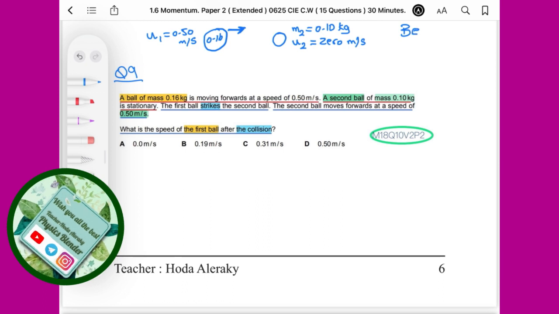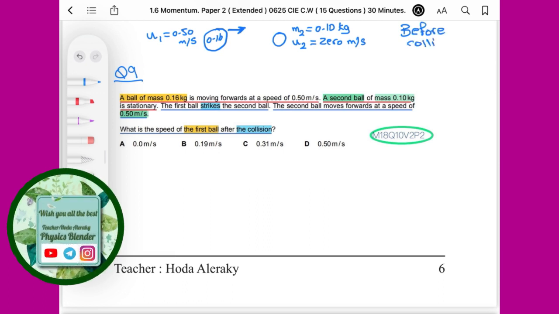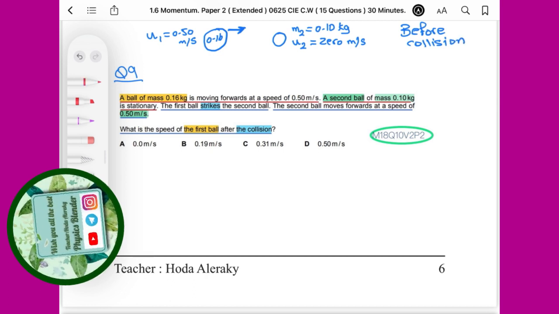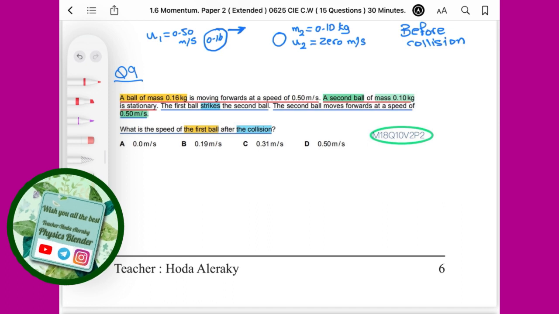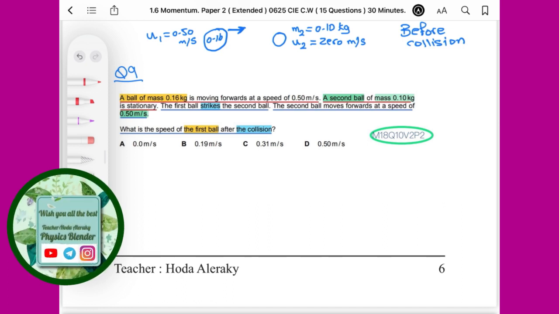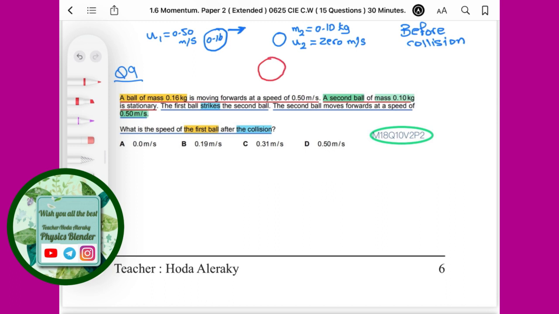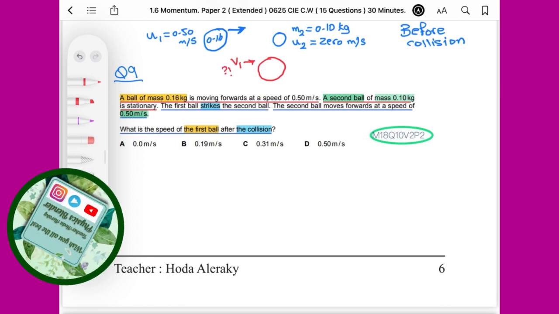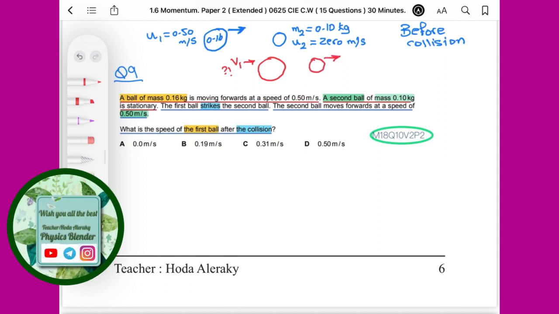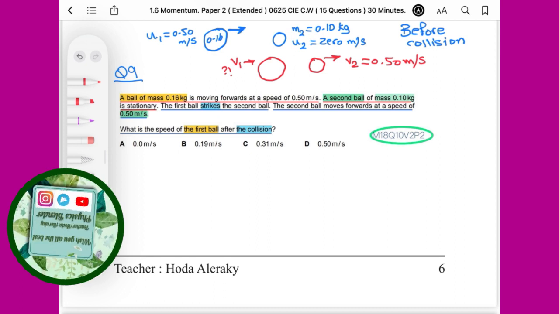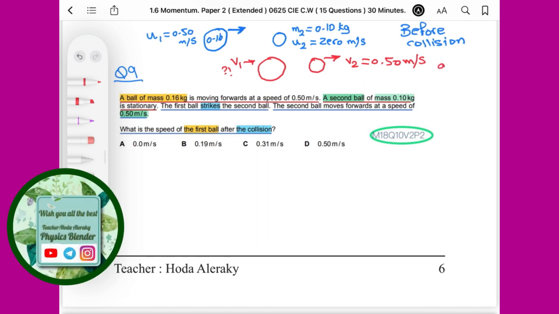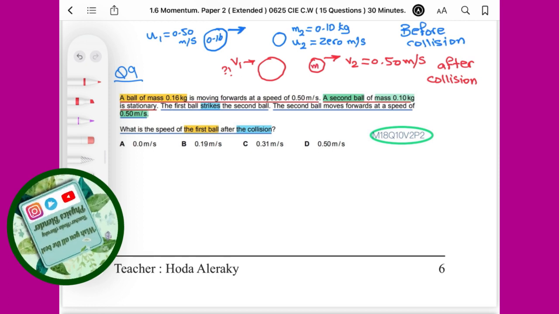This is before collision. What happens after collision? After collision, the first one moves at a speed v1. You have to find v1. And the second ball moves forward at a speed v2, which is 0.50 meter per second. So this is after collision. This is M2, this is M1.